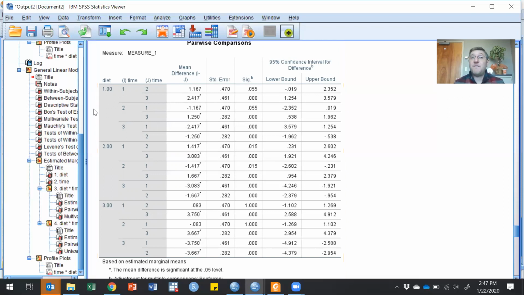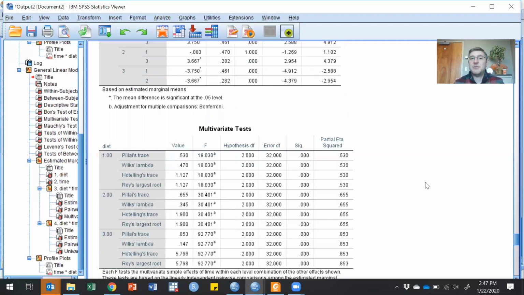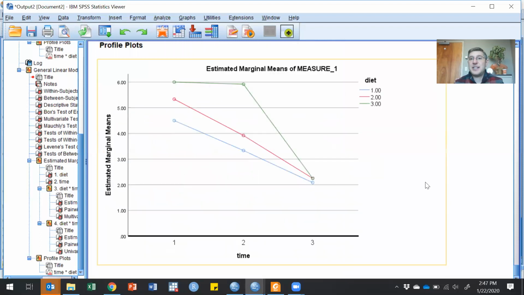So for diet 1, those in the control group, is there a difference in weight loss between time 1 and time 2? And this is saying there's not. Is there a difference in weight loss between time 1 and time 3? It's saying there is. Is there a difference between time 2 and time 3? And it's saying there is. So it's comparing this mean to this one, this mean to that one, and this mean to that one. So saying these aren't different, these are different, and these are different.